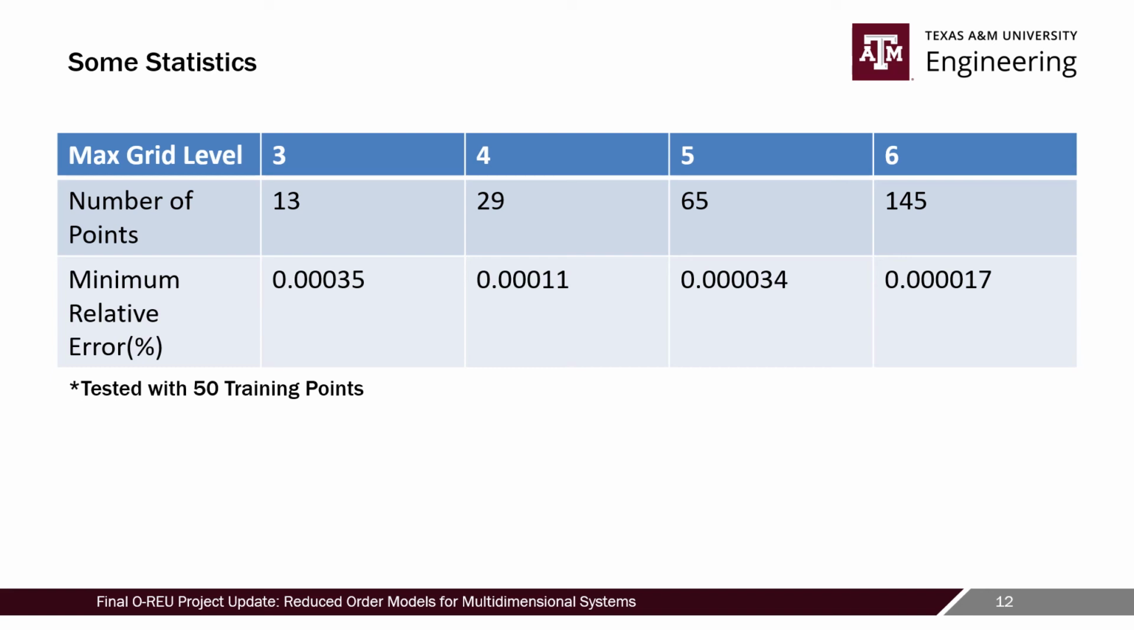As you can see, 50 points were tested, and for the level 3 grid, only 13 points were used to train the model, and for the level 4 grid, only 29 were used. So this explains why those minimum relative error percentages were a little bit higher than for the level 5 and 6 grids. So I would now like to touch briefly on a current issue we're having with the model.